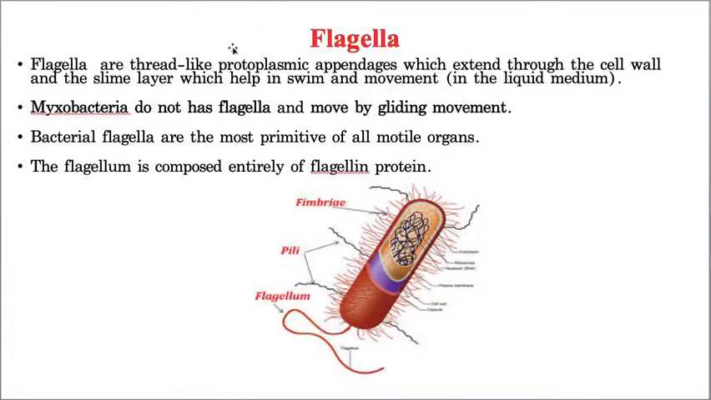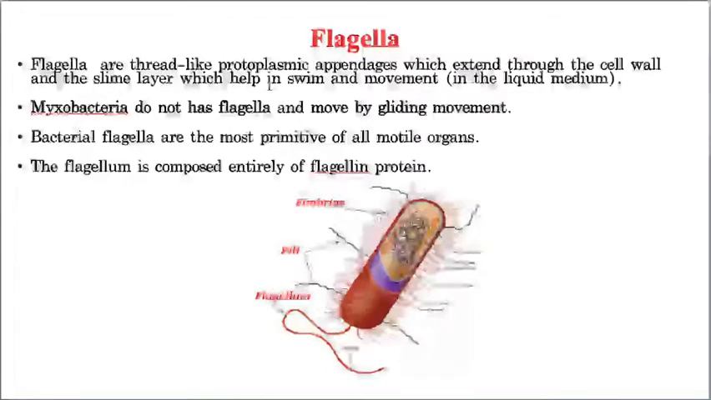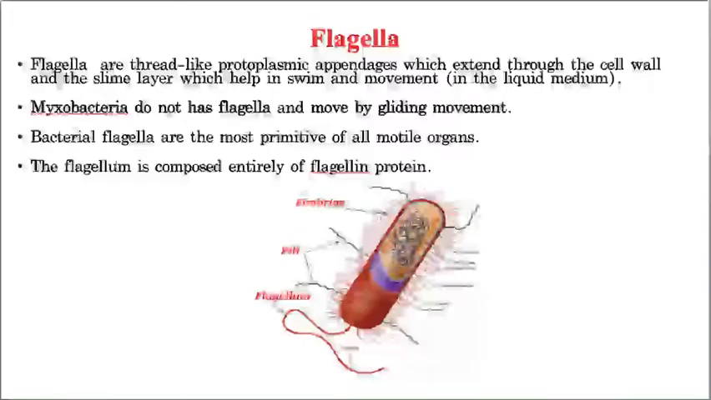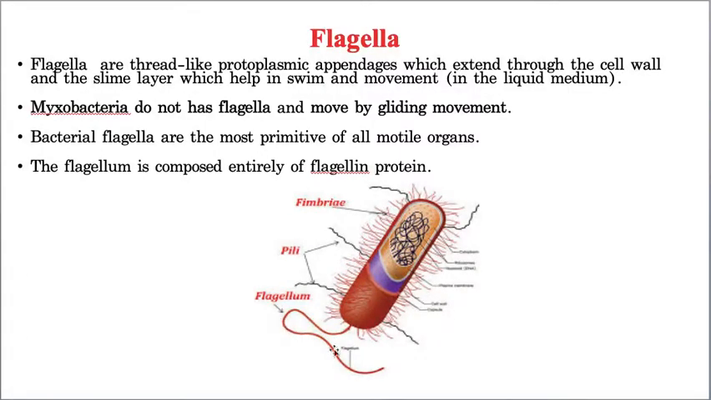Flagella are thread-like protoplasmic appendages which extend through the cell wall and slimy layer and help in swimming and movement. Whereas myxobacteria don't have flagella. Then how do they move? They move with the help of gliding movements. Bacterial flagella are the most primitive motile organs, and the flagellum is composed of a protein called flagellin. So flagellin is the protein of which this flagellum is made up.